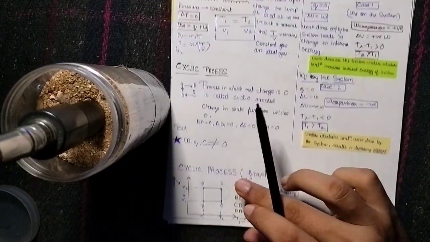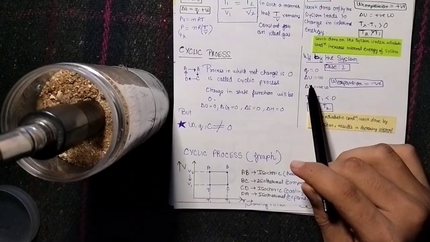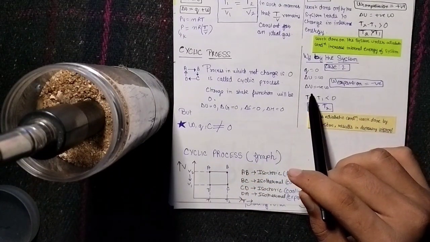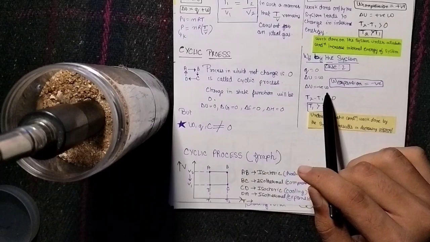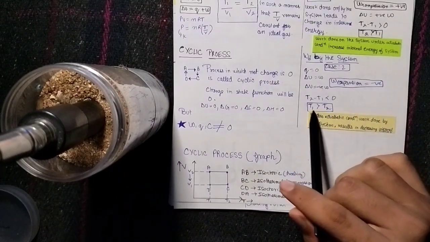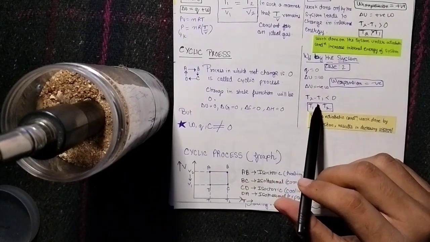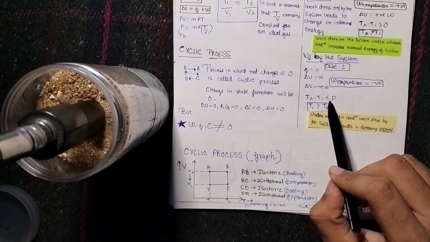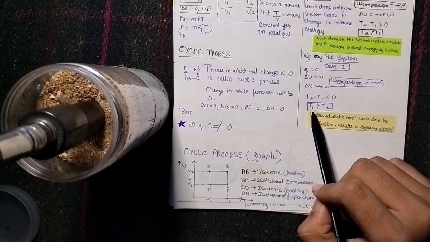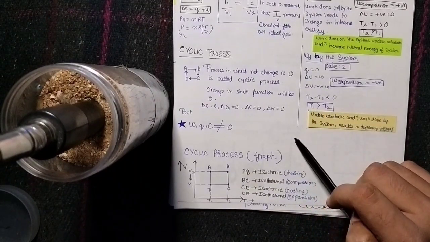Case 2: work done by the system. Q is equal to 0, delta U is equal to W, so delta U is equal to negative work. Work of expansion is negative. T2 minus T1 is less than 0, so T1 is greater than T2.